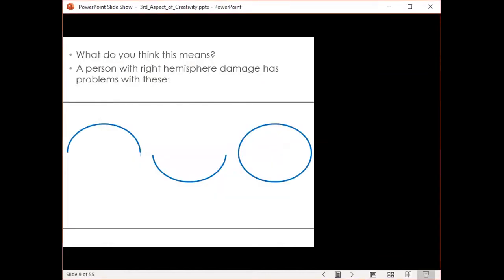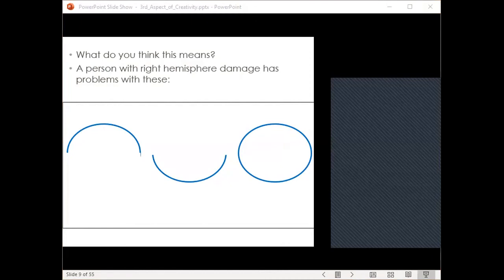So here is a study done with a group of people with right hemisphere damage, okay? So remember, right hemisphere damage. They showed them this image of a semicircle on the far left. And they said, okay, can you memorize that? They said, sure. Can you memorize also this image of another semicircle? And they said, sure. And then they asked them, okay, in your mind's eye, can you put the two images together and envision a full circle?